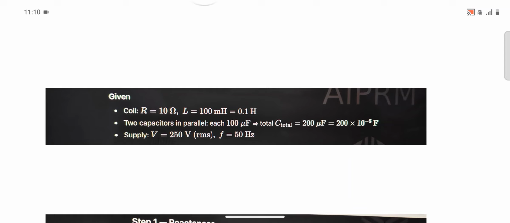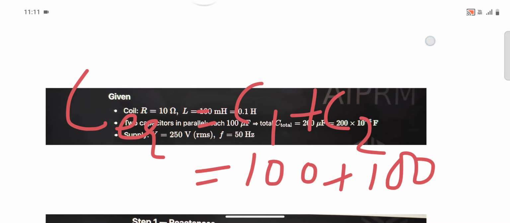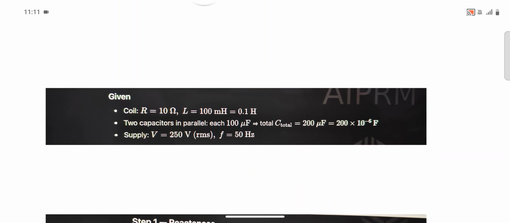As we know that when two capacitors are in parallel, then the equivalent capacitor is C1 plus C2. Here the equivalent capacitor is 100 plus 100, that is 200, which we converted into farad. Now supply is given 250 and frequency is given 50 hertz. Resistance is given, inductance is given, we already converted into Henry.